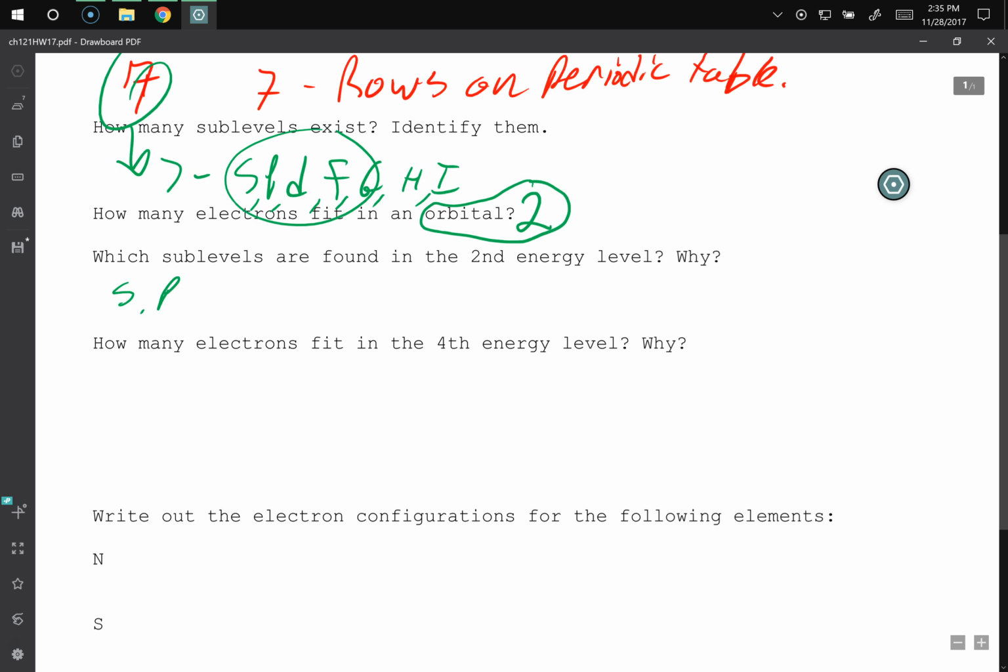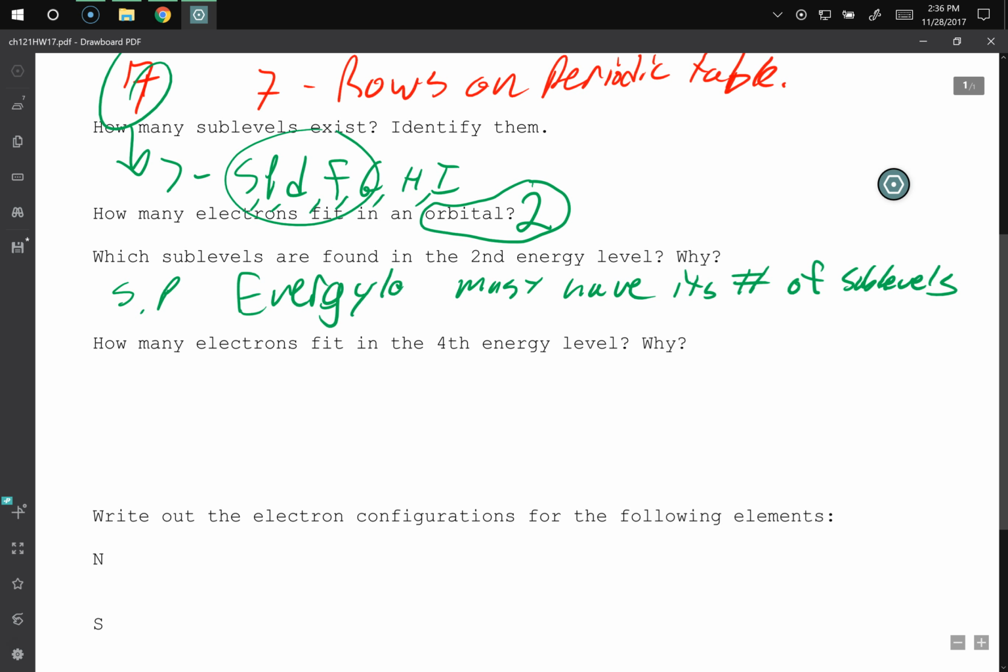So which sublevels are found in the second energy level? s and p. And why is it 2? The energy level number must equal its number of sublevels. So if I'm talking about the second energy level, I must be talking about 2 sublevels, and the first 2 sublevels are s and p.